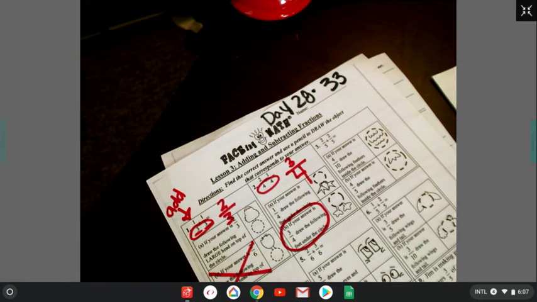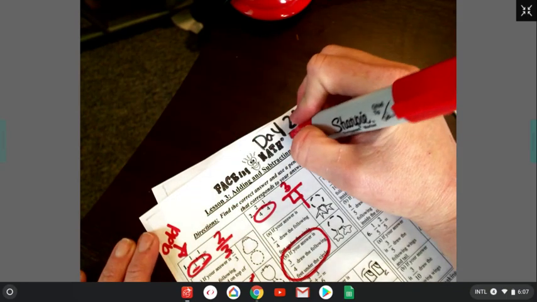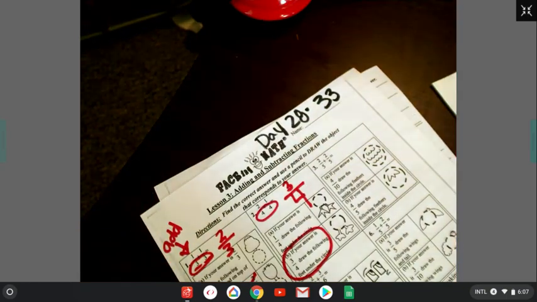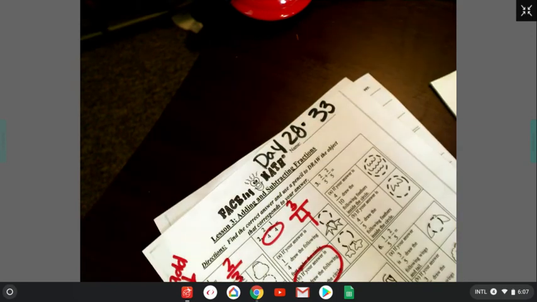So when you're adding fractions, the denominator stays the same. So that's the whole first page. So remember, the denominator stays the same.